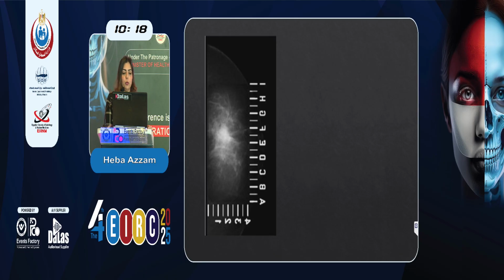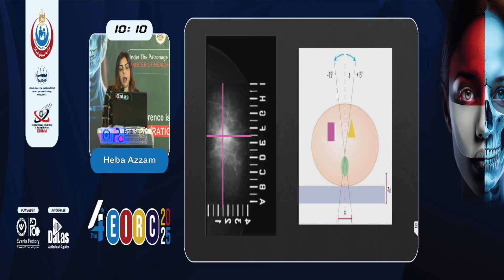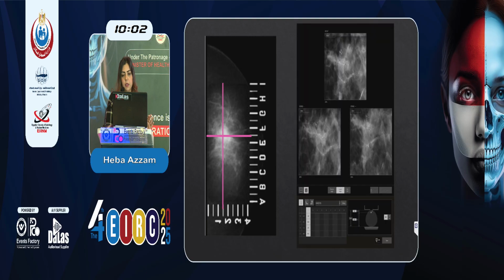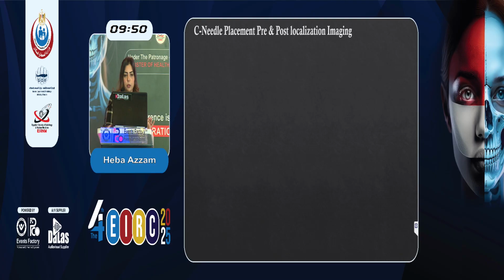In cases of alphanumeric grid, we have to determine the point of entry through the intersection between the two axes. However, in stereotactic guidance, we take a zero angle image, then an image plus 15 and minus 15 to produce these images. Then we mark the area we want to reach, and the machine automatically measures the distance that we have to cross to reach the lesion.